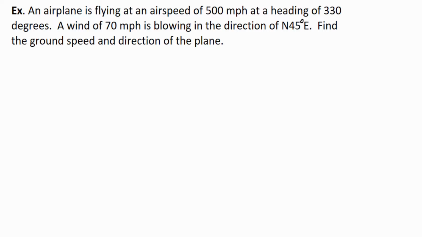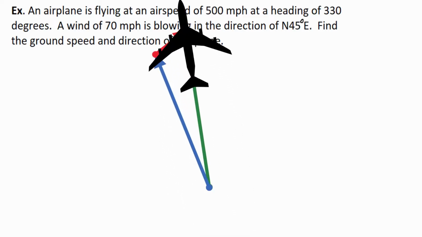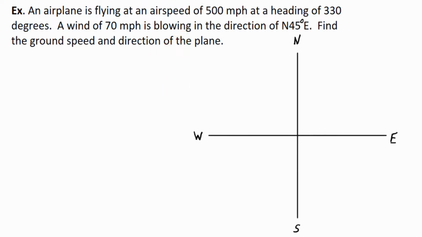In other words, the pilot's instruments are measuring 500 miles per hour, a heading of 330 degrees, but that wind is going to blow it off course a little bit. So what is its true course and direction from the ground? Okay, so we're going to draw the picture here and use what we've learned so far to set everything up symbolically and figure it out.